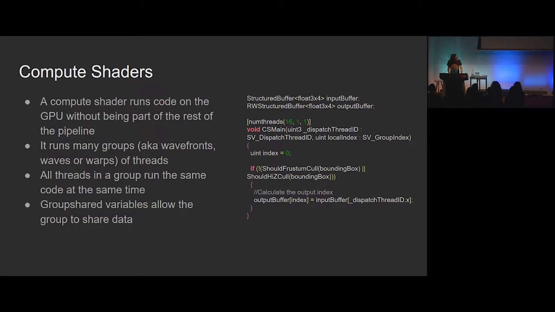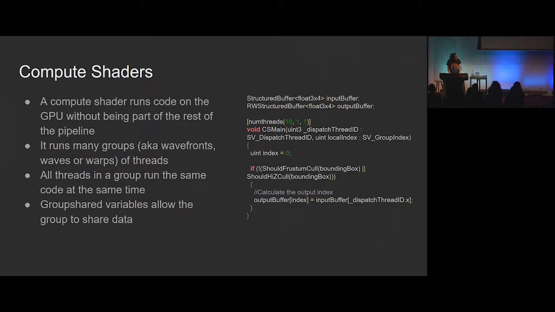In the main body of the method, we've got a dispatch thread ID. When this gets called from the CPU, we'll say, run it for threads from 0 to 1,000. We'll pass in some things, and that dispatch thread ID in its X will go from 0 to 1,000, and we can do stuff with that.